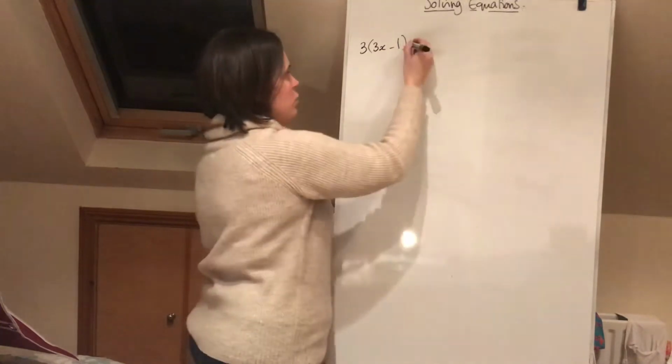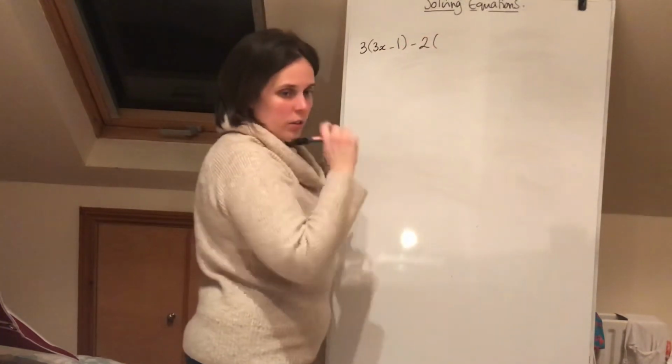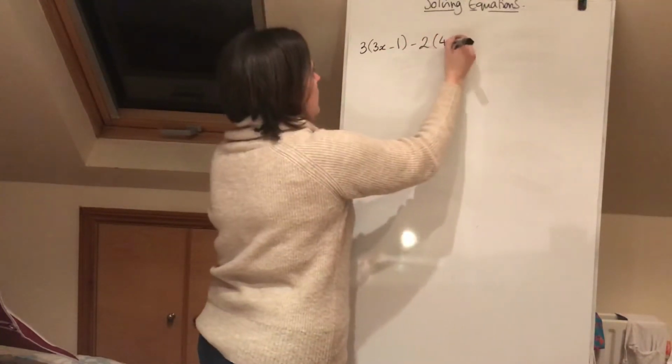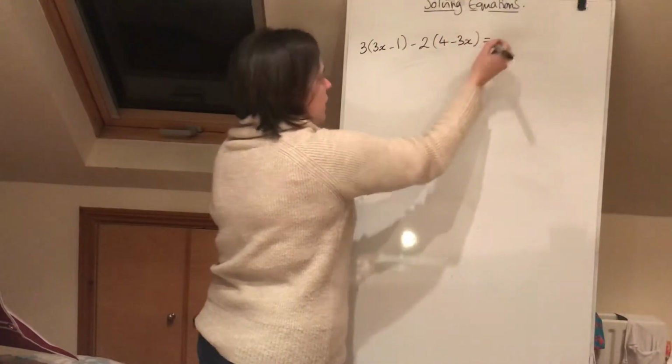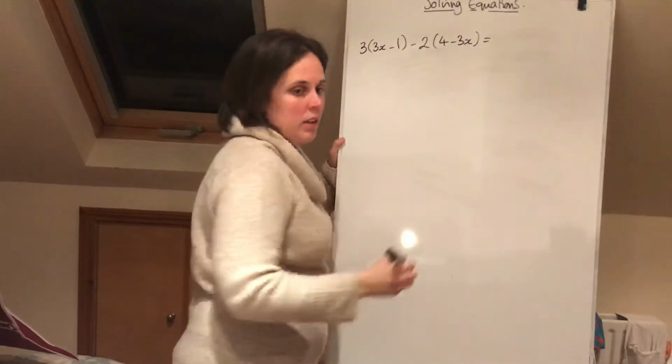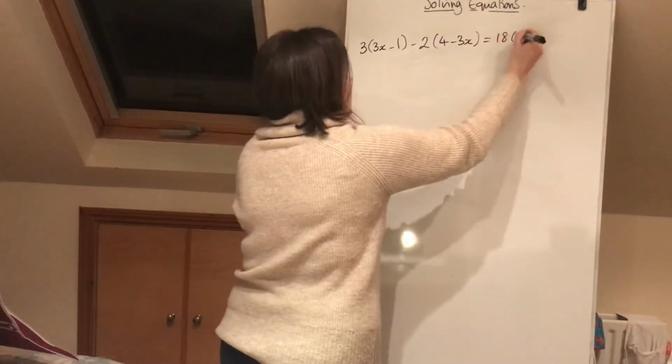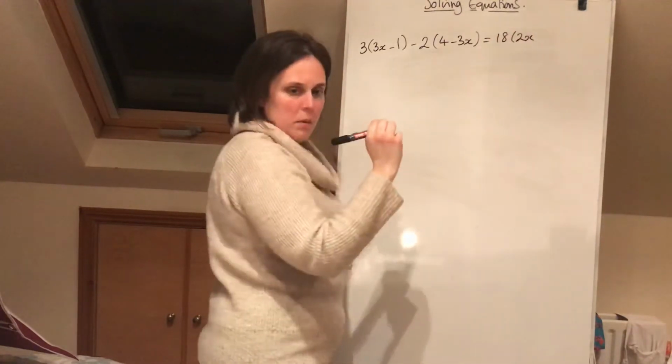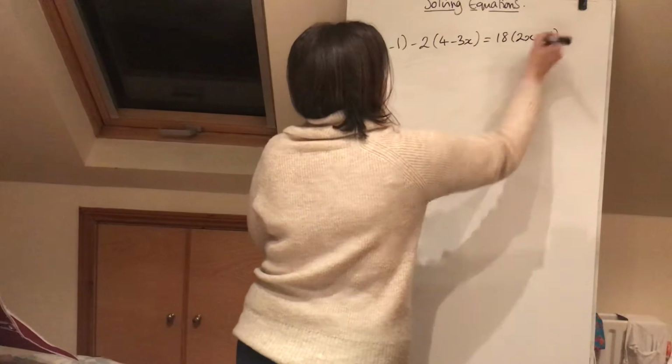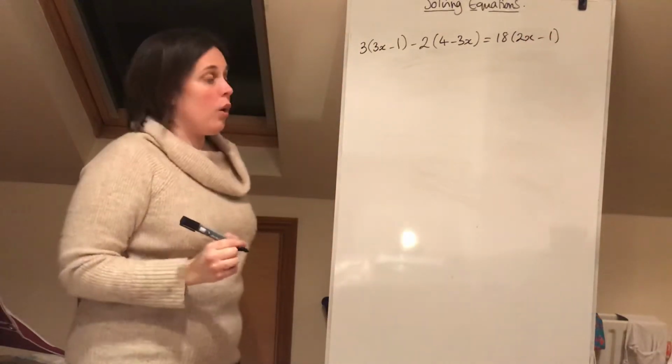Then we're going to subtract 2 lots of 4 minus 3x, and we're going to say that that is equal to 18 lots of 2x, I believe it's minus 1. Yes. Wow. There's a lot there.